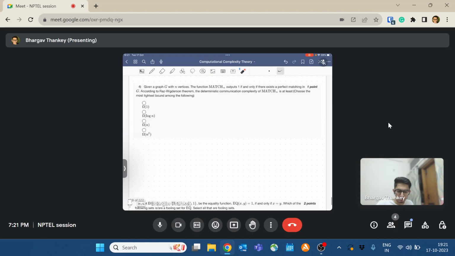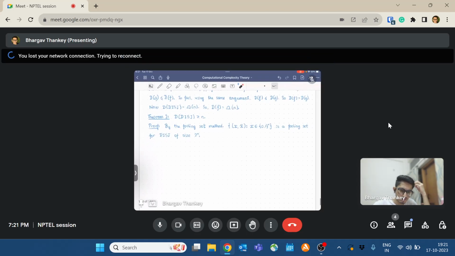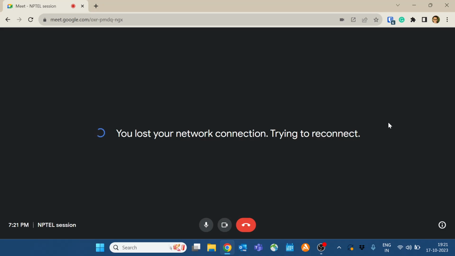Like for disjointness, we saw that a lower bound of n exists. The complexity is at least n, right? Yes. And the same was shown for the equality problem, that the communication complexity is at least n. So why can't we show that it is exactly n plus 1?